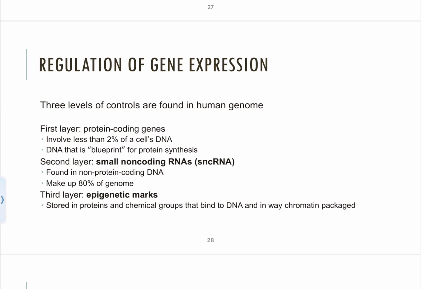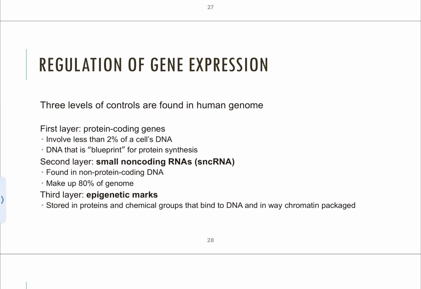We have three levels of controls that are found in the human genome. The first layer is going to be our protein coding genes. This involves less than 2% of our cell's DNA, because most of our DNA is actually junk. We have all of this DNA, but only about 2% of it actually codes for proteins that we're using. So the DNA is what we consider the blueprint for protein synthesis.